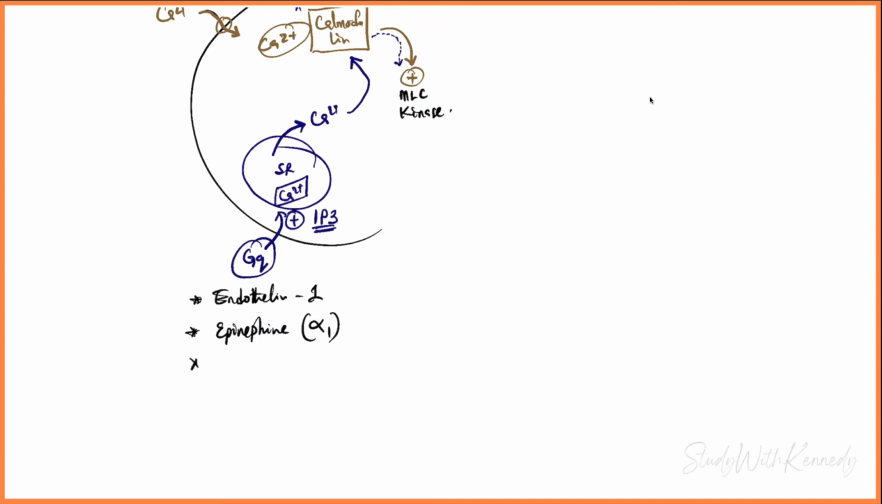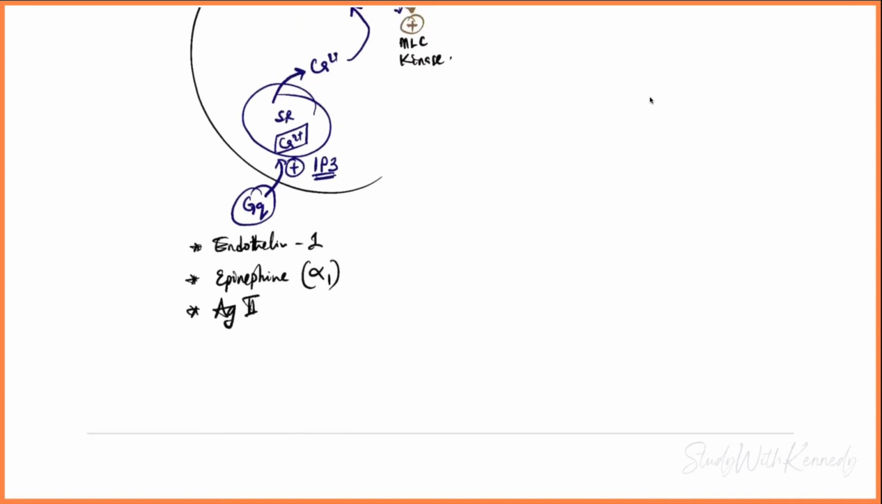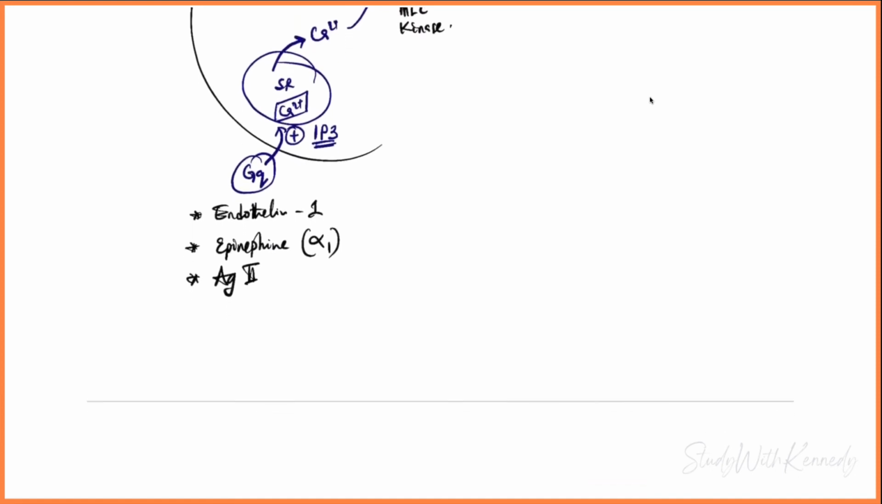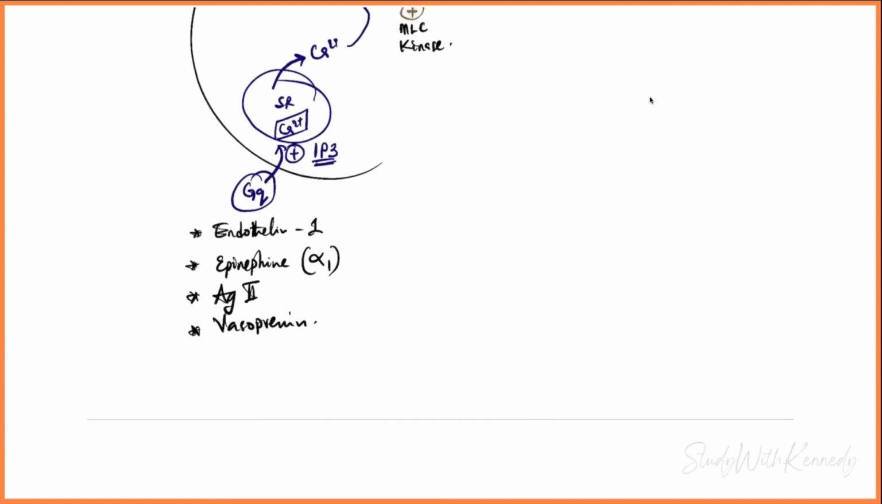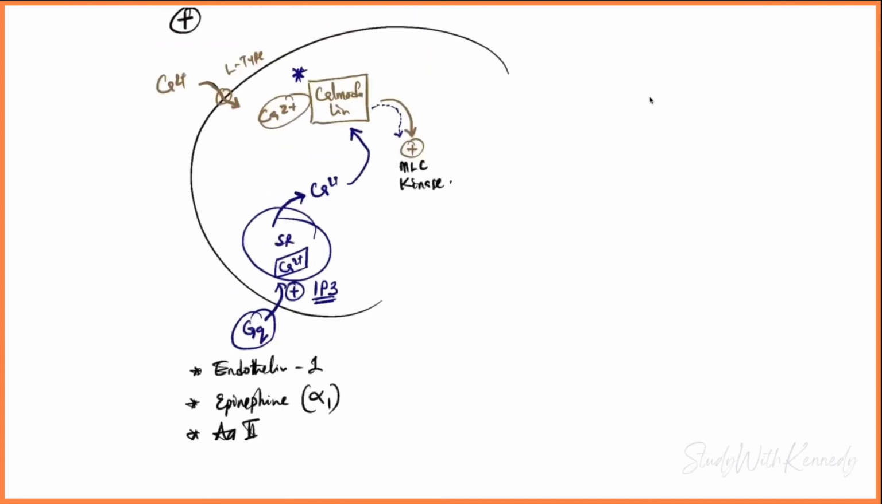Angiotensin 2 is also GQ coupled and is going to increase contractility and calcium release. Finally, we have vasopressin, which is also going to cause that effect. So here you go, you have medications that can cause vasoconstriction.